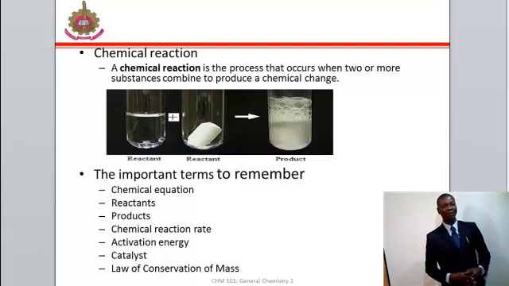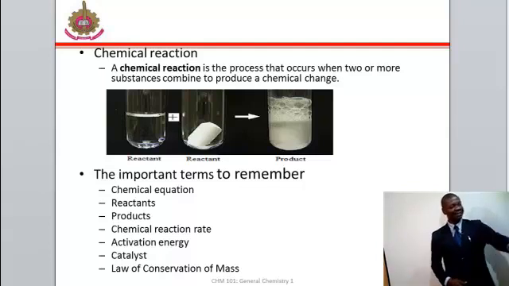Now, the law of conservation of mass. It's the law that states that matter is neither created nor destroyed in the course of a chemical reaction. The number of reactant atoms in a chemical reaction will be the same as the number of product atoms, and this is what is shown on the board. That is why, as we will see later, we can balance a chemical equation.